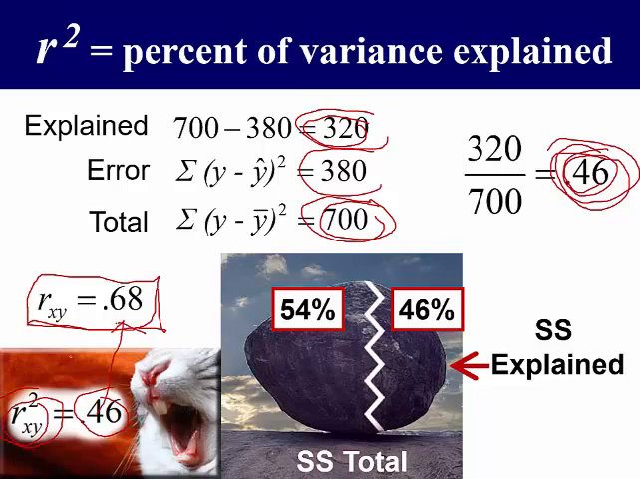Oops, I went the wrong way. Here's a correlation. I should have circled there. Then square my correlation to get 0.46. That will always equal the percent of variance explained. And that's why we call a squared correlation the percent of variance explained.